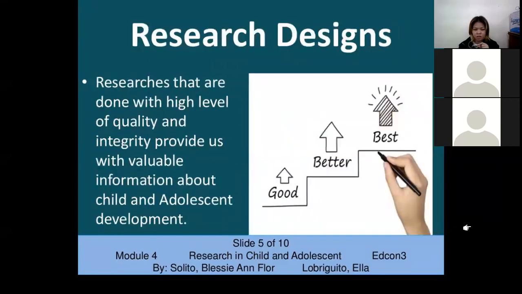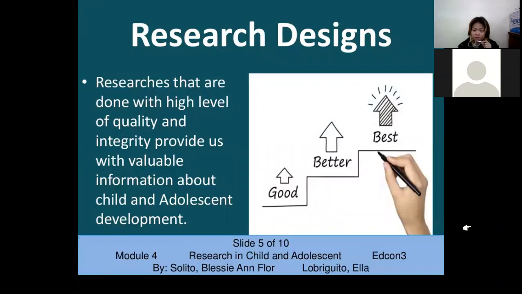So research that is done with a high level of quality and integrity provides us with valuable information about child and adolescent development. Again, you might encounter a lot of problems inside the classroom because your students have varied personalities, varied strengths, varied weaknesses, varied interests and hobbies, and research is going to help you gather data, maybe through observation, observe mo ano ba yung common na traits nila, ano ba yung common nila na weaknesses, ano ba yung common nila na interests. Then you can use it to solve your problem. Okay? That's research for you.